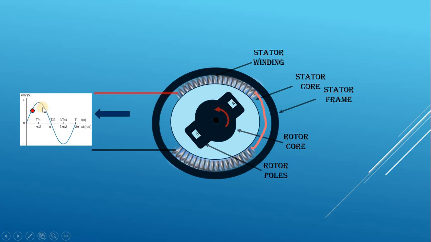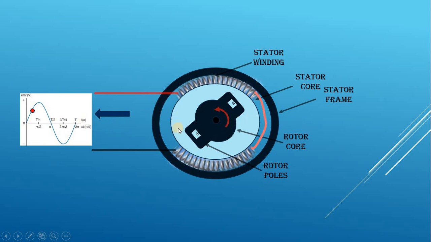As shown here, the generated voltage is sinusoidal, whose maximum value will be Vm. And the value of induced EMF changes with the angle of rotation of the rotor. Now I am going to explain how this sinusoidal voltage is generated using this simple generator. Assume that initially the rotor is along the horizontal axis.